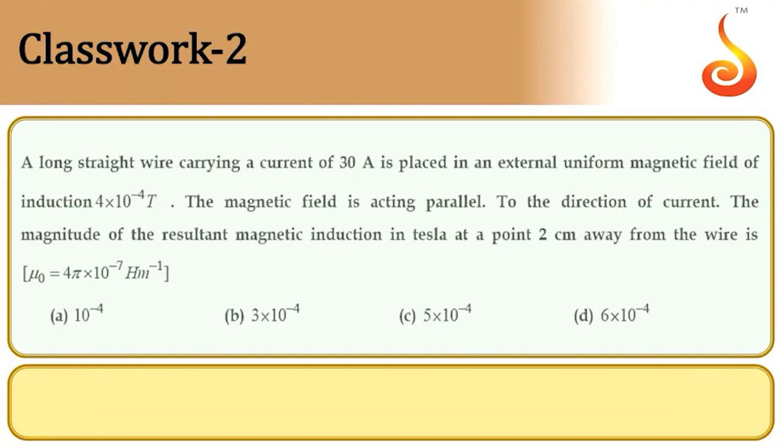Example 2. A long straight wire carrying a current of 30 ampere is placed in an external uniform magnetic field of strength 4 into 10 to the power of minus 4 Tesla. The magnetic field is acting parallel to the direction of the current. The magnitude of the resultant magnetic induction in Tesla at a point 2 centimeter away from the wire is? The value of mu naught is given to you as well.